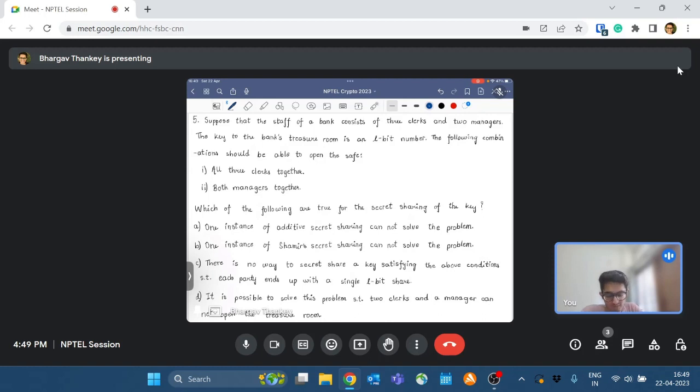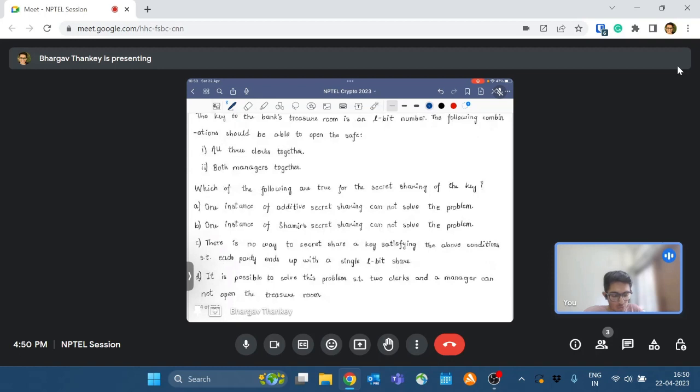So in this problem, we are asked: suppose that the staff of a bank consists of three clerks and two managers. The key to the bank's treasure room is an L-bit number. The following combinations should be able to open the safe, or the treasure room. Number one, all three clerks together, and number two, both managers together. So which of the following are true for the secret sharing of the key?